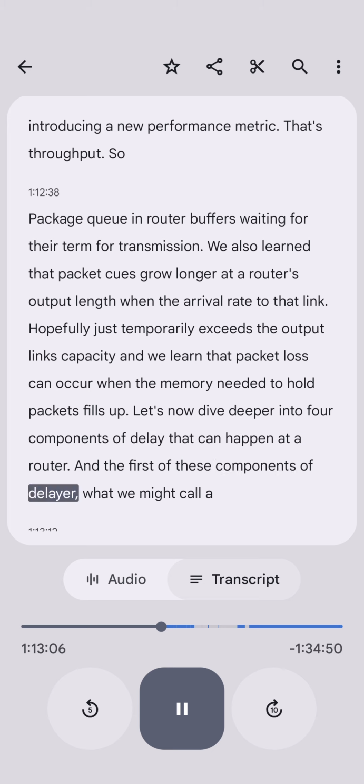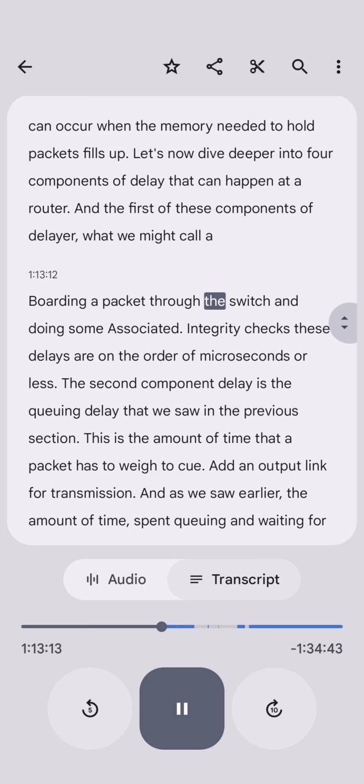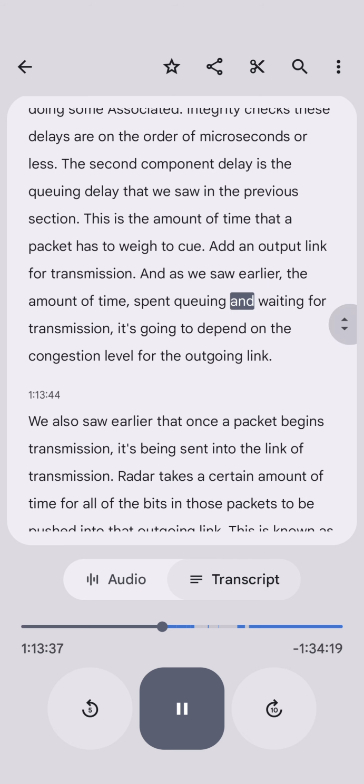The first of these components of delay is what we might call processing delay. This is the delay associated with forwarding table lookup, forwarding a packet through the switch, and doing some associated integrity checks. These delays are on the order of microseconds or less. The second component of delay is the queuing delay that we saw in the previous section. This is the amount of time that a packet has to wait to queue at an output link for transmission. And as we saw earlier, the amount of time spent queuing will depend on the congestion level for the outgoing link.